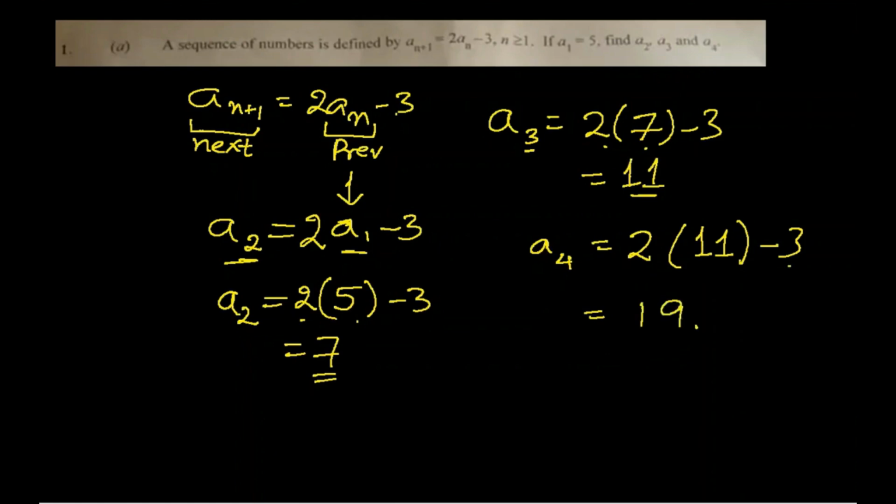Let's move on to the B part. A student has an amount of P cedis at the beginning of a semester. He spent 1/3 of the amount on books. So suppose this is P. 1/3 will be approximately here. This is 1/3, spent on books.